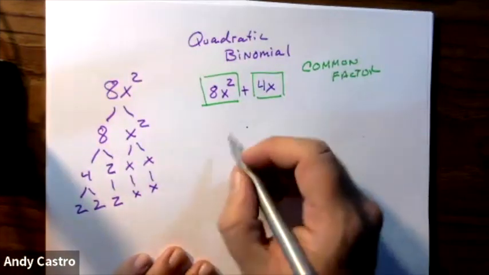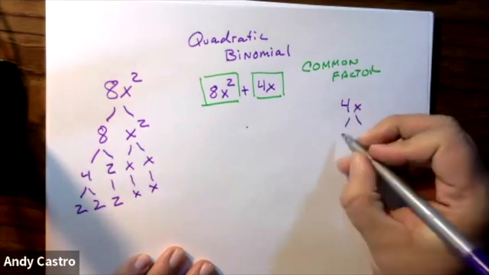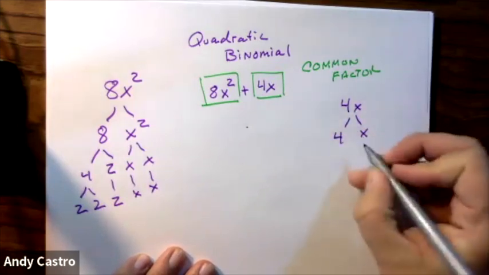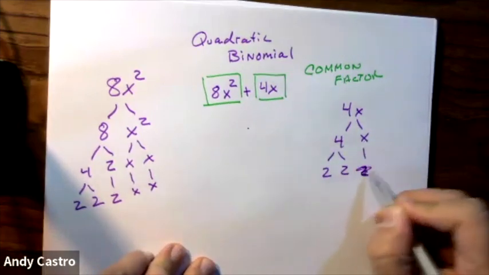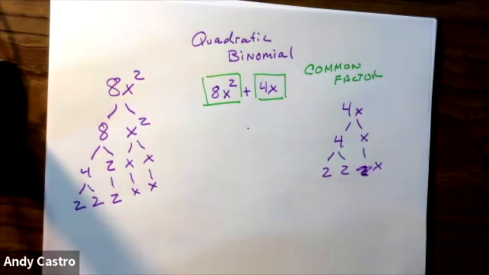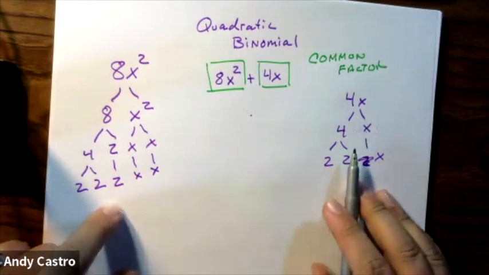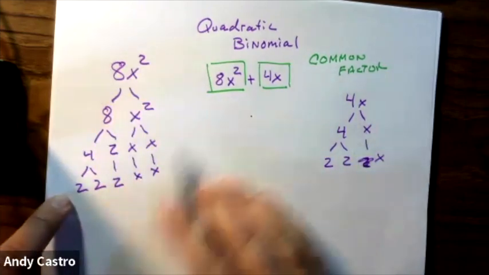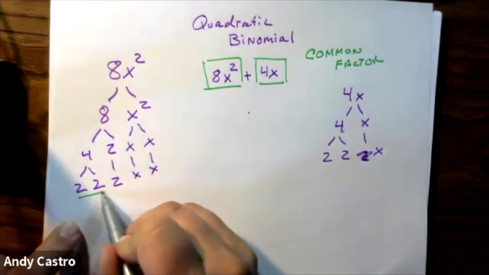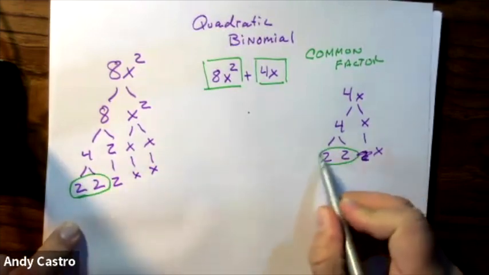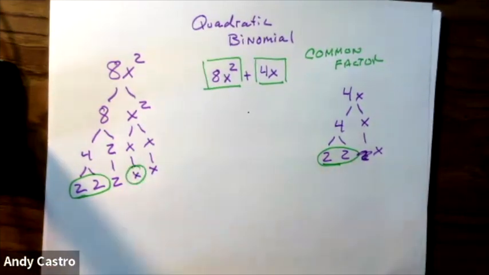Okay. Now let's take our 4x. Let's go ahead and factor that down. So that's a 4 times an x. And 4 is 2, 2. Whoops, that's an x. All right. So what do these two factors have in common? All the prime factors of 4x and all the prime factors of 8x squared, do they have anything in common? Well, they've actually got two 2's in common. We see that. And they have one x in common.